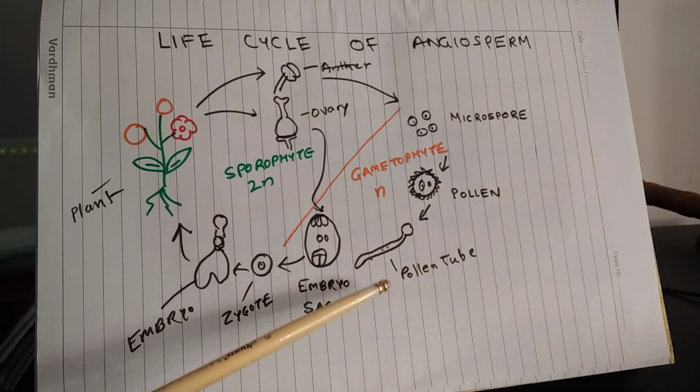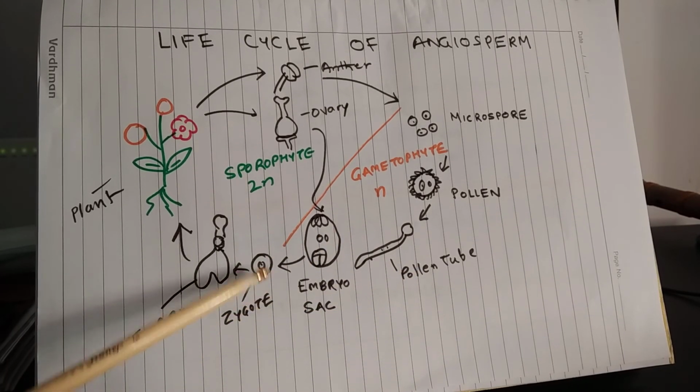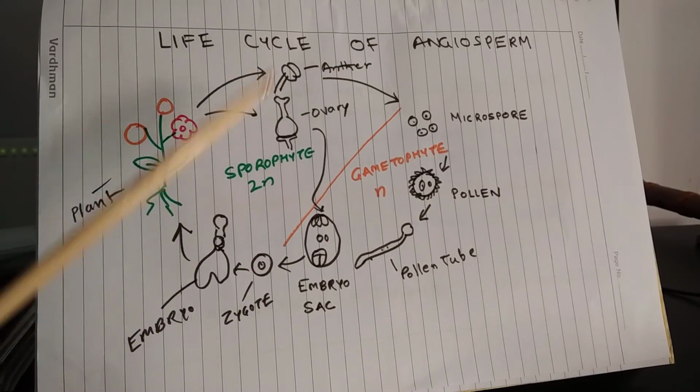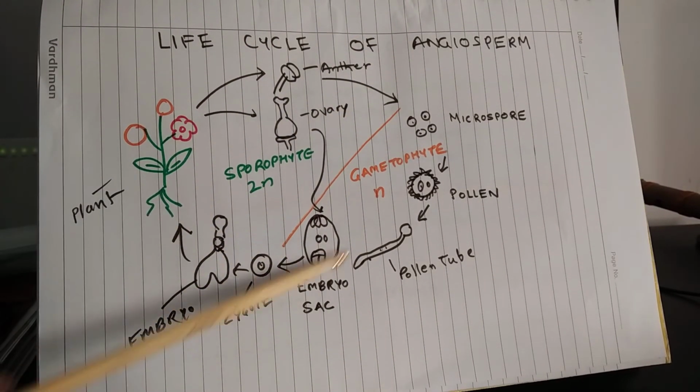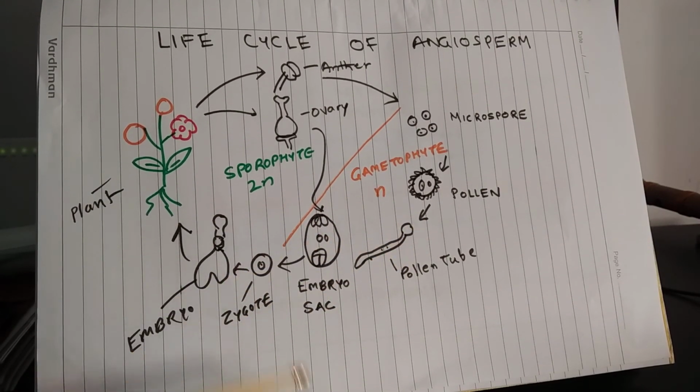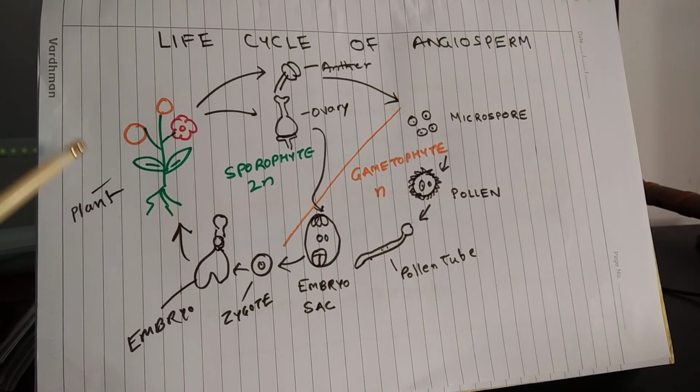After fertilization takes place, the zygote is formed, and from the zygote onwards, the sporophyte phase begins. You can see the gametophyte phase is short living, a single celled structure, and the sporophyte phase grows into a multicellular structure. The zygote grows to become an embryo, and the embryo develops into a full grown plant.